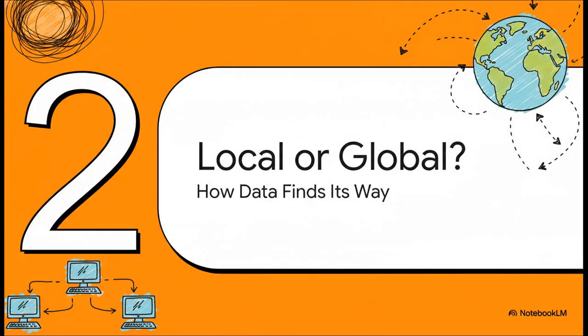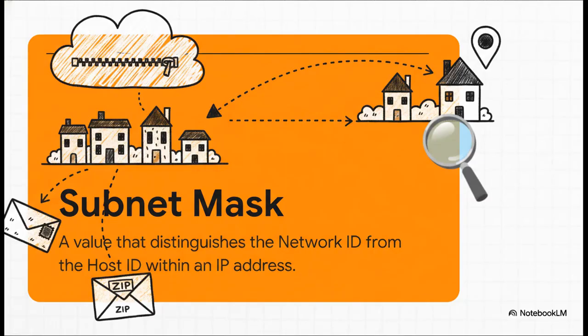Okay, so our device has an address. We're on the network. Awesome. But that's just step one. Now, every single time it wants to send data, it has to make a really important decision. Is this message for another device right here on my local network, or does it need to go out to the huge open internet? And the key to making that decision is something called the subnet mask.